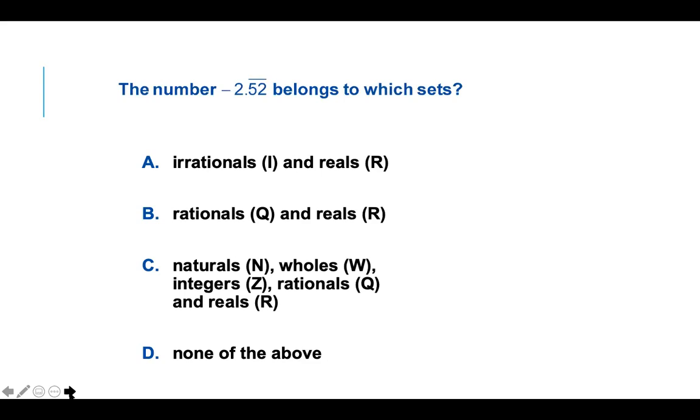All right, here is another You Try. Go ahead and pause it and see if you can classify negative 2.52 repeating into which number sets: irrational and real, rational and real, or natural, whole, integer, rational, and real.